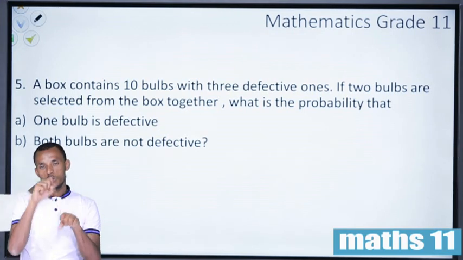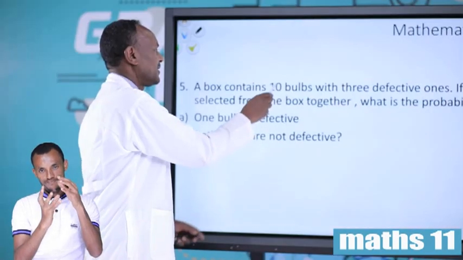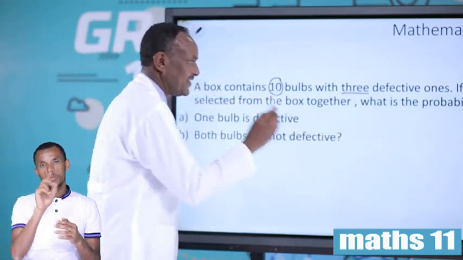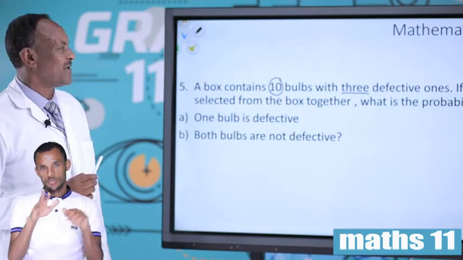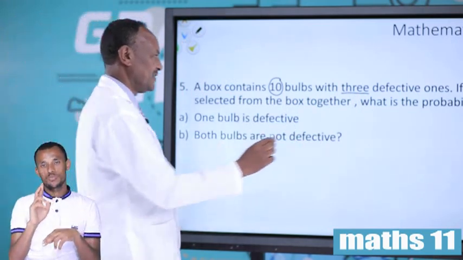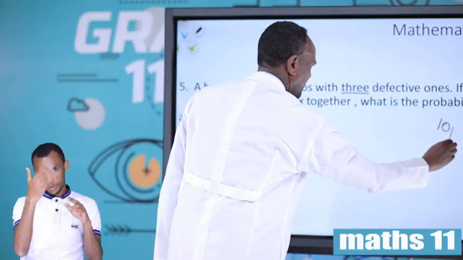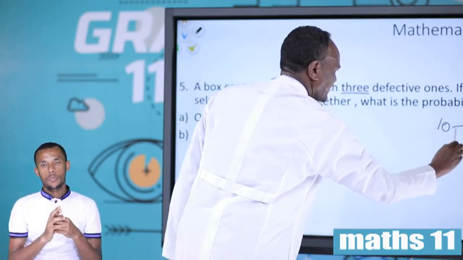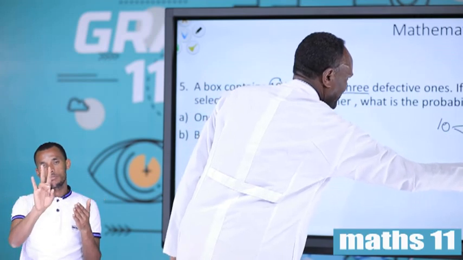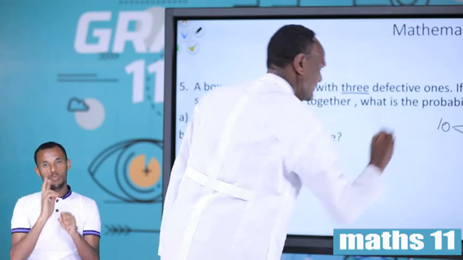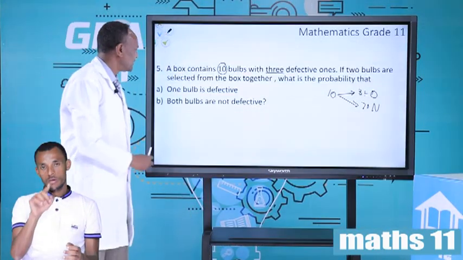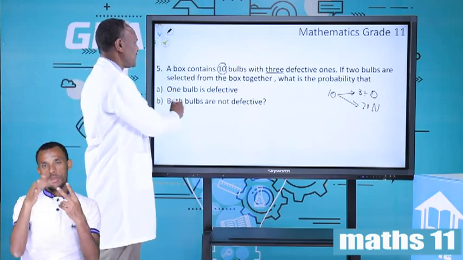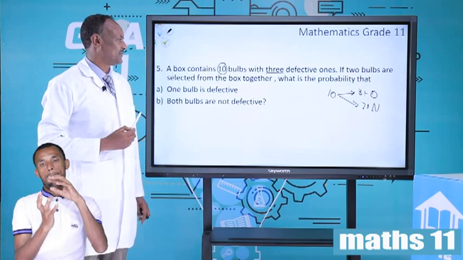So we are given 10 bulbs. Out of 10, 3 of them are defective. The rest are normal bulbs. So from 10 bulbs, 3 of them are defective, whereas 7 of them are not defective, normal. What are you asked now? To find the probability of selecting one bulb that is defective.